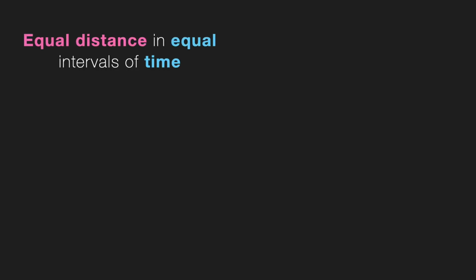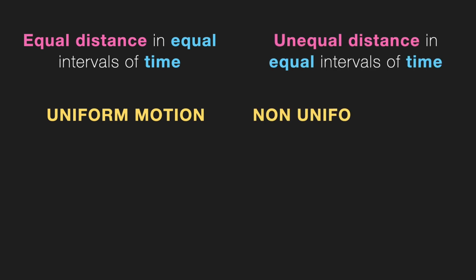Okay, now we know quite a lot about motion. We have learned that motion can be of two types: one where the object covers equal distance in equal intervals of time, that's called uniform motion, and the one where an object covers unequal distance in equal intervals of time, that's called non-uniform motion.